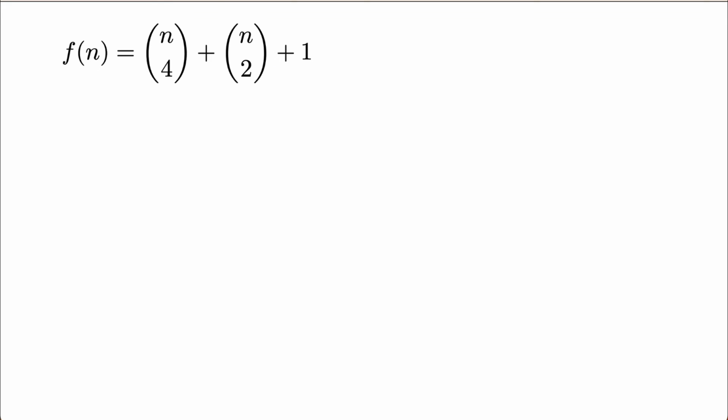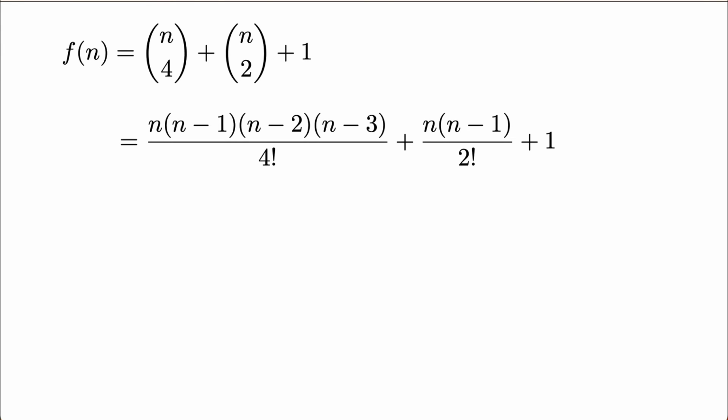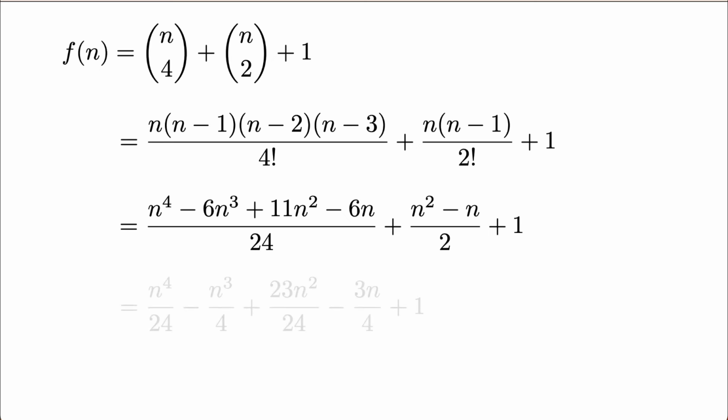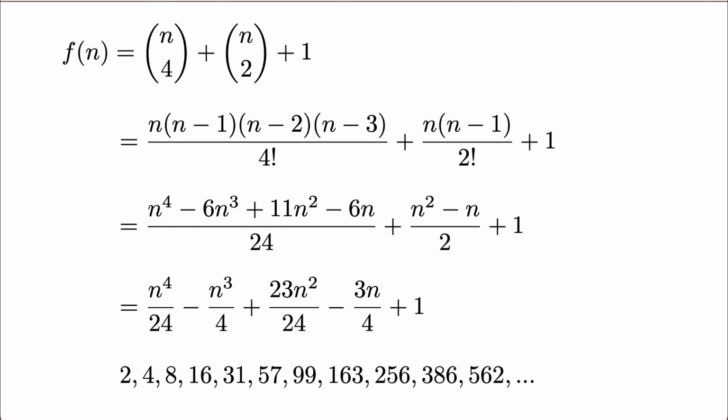It turns out that the actual pattern for the number of regions created by Moser's circle is given by the formula n choose 4 plus n choose 2 plus 1, which can be simplified to this 4th degree polynomial, and the actual sequence is nothing like what we expected it to be.